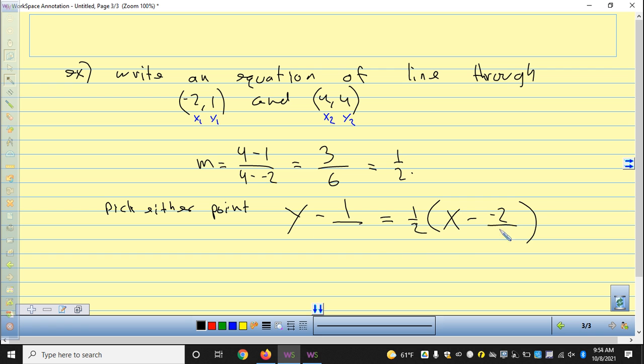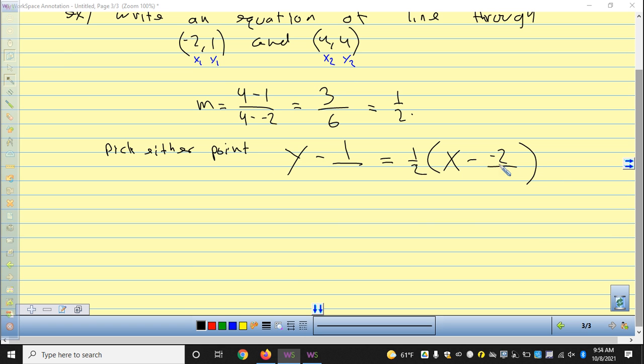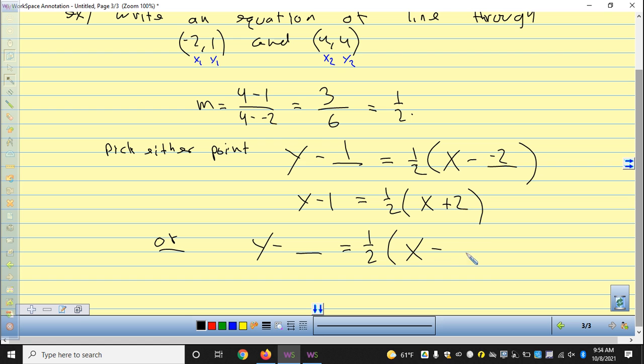I can leave the equation written just like this. I would be fine if you left it written exactly like this. Now, usually we would say y minus 1 equals 1/2 x plus 2, just minus negative is positive. Well, sometimes the problem will ask you to write 2 equations. My second equation is y minus blank equals the slope, 1/2 x minus blank. I'm going to fill in the blank from the other point. Well, y is 4 and x is 4. Both of those are the same equation. Either one of them is fine.